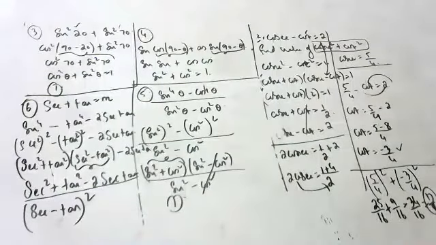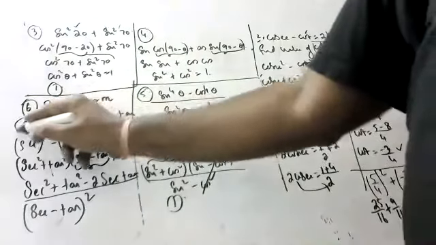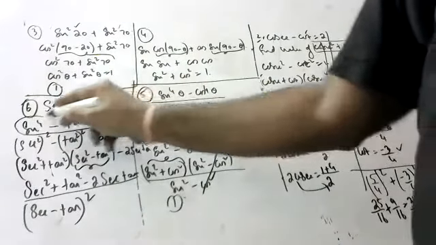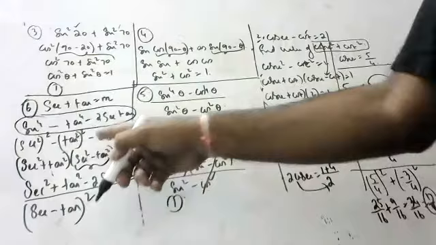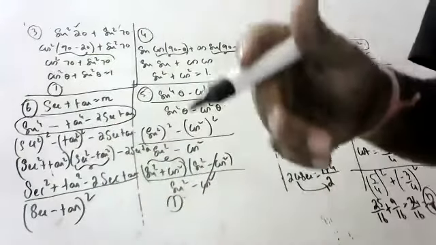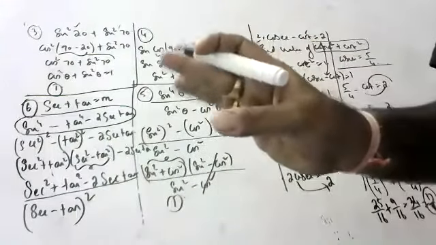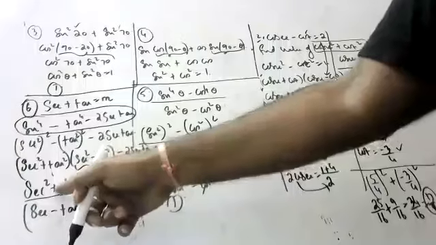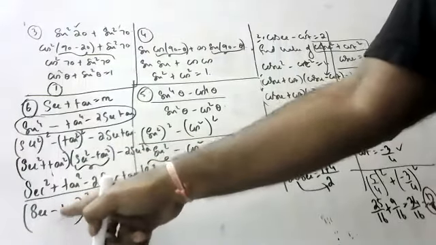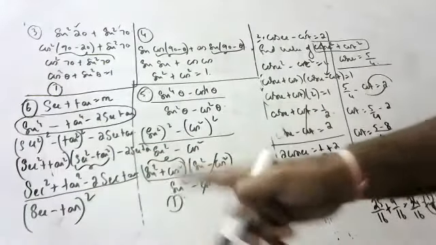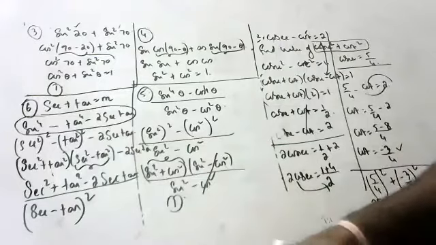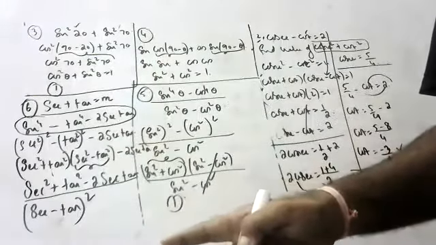So what is he asking? He's asking this value. One second, let me see properly. This is minus only. This is also minus, this is plus. So we got secant square plus tan square minus 2 secant tan.